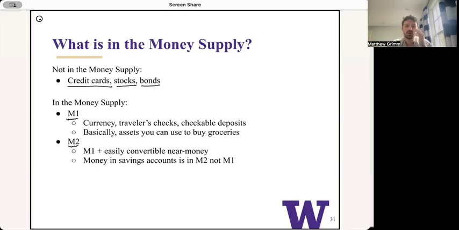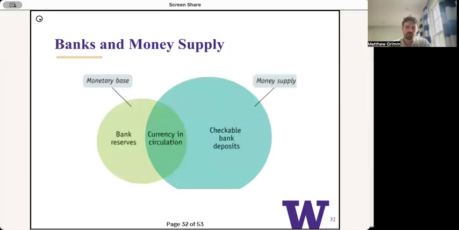M2 is all the M1 plus easily convertible near money. So money in the savings account would be M2 because you can't go to the grocery store and use your savings account to buy groceries. You have to transfer from the savings account to the checking account and then you can go and buy groceries. So it's still easily convertible, but it's not as easy. And then you go into M3 and M4 and the trend kind of continues, where in M4 we count everything above, but now it's things that take a while to turn into money, right?